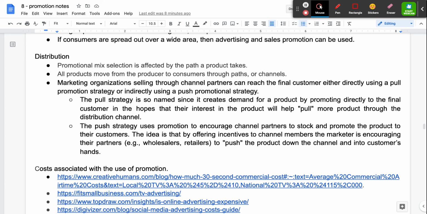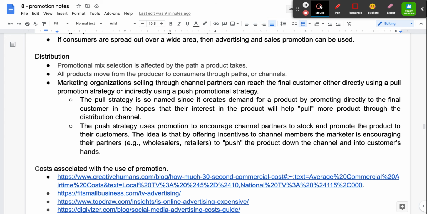So pull and push, these are probably the bigger ones that we look at. So pull strategy is so named since it creates demand for a product by promoting directly to the final customer in the hopes that their interest in the product will help pull, so bring more product through the distribution channel.